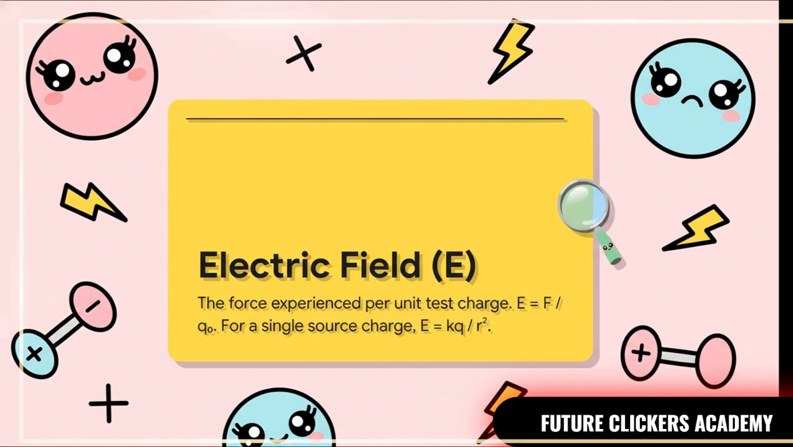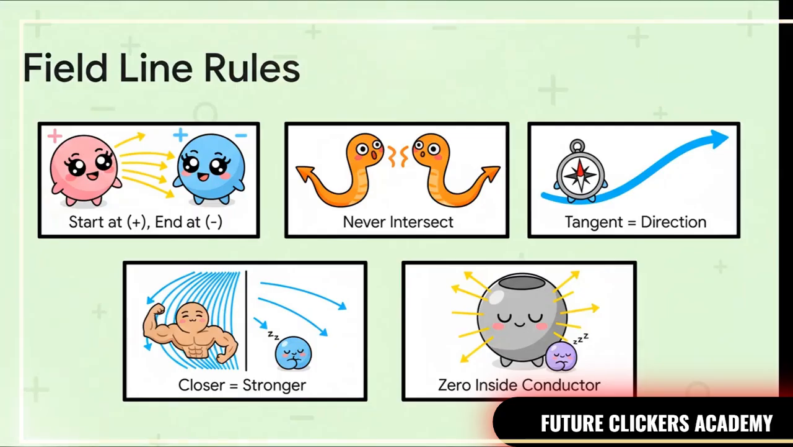See? It all connects. To visualize these invisible fields, we draw what we call electric field lines, and they follow some very strict rules. They always start at a positive charge and end at a negative one. They can never intersect. The tangent to any point on a line shows you the field's direction right there. Where the lines are closer together, the field is stronger. And finally, the electric field inside a conductor is always, always zero.